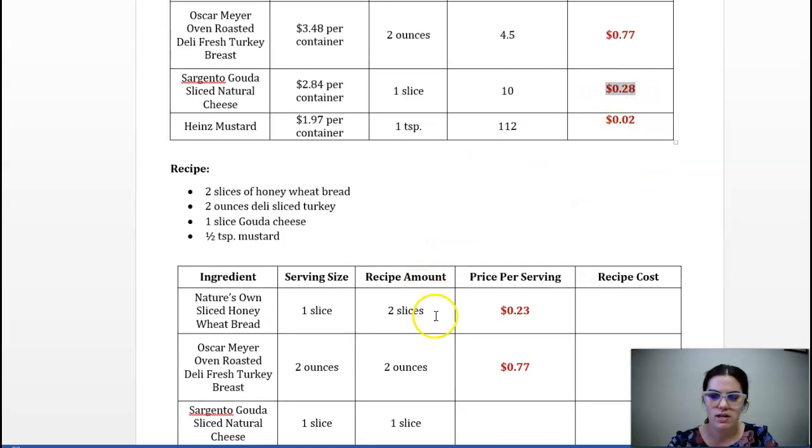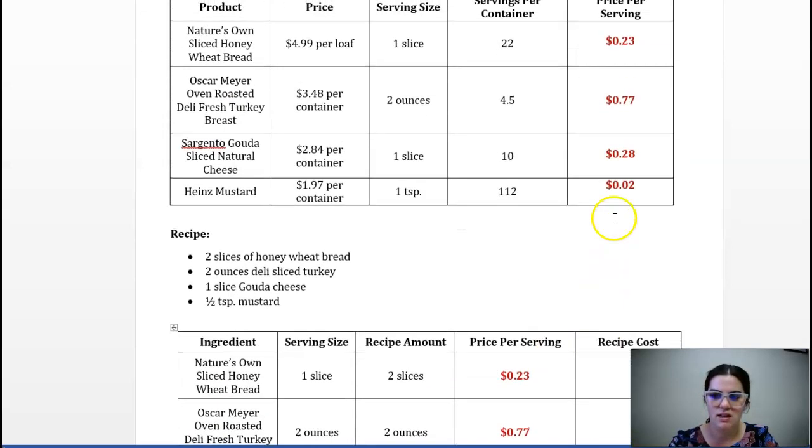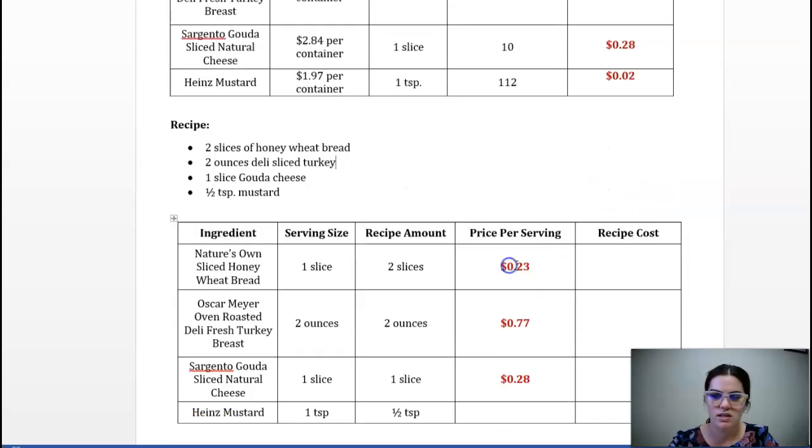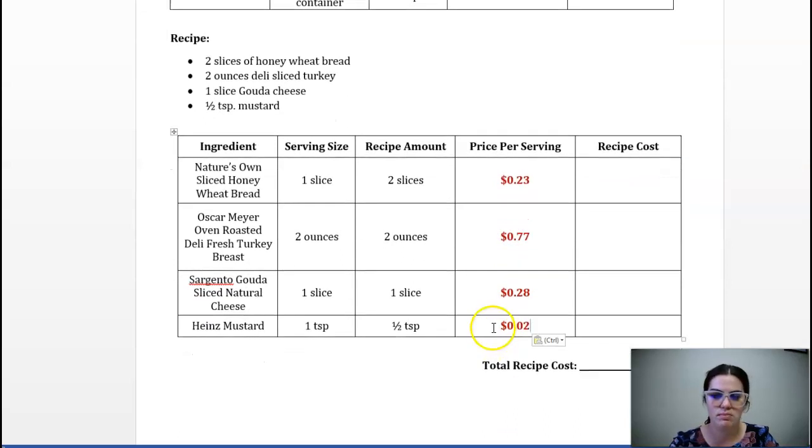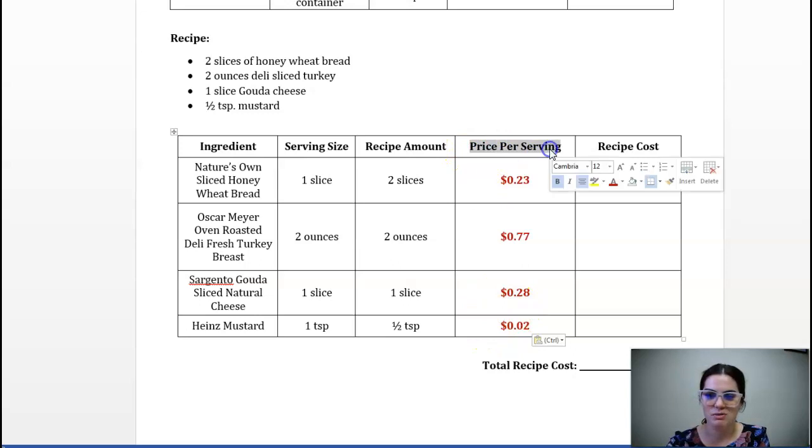So all I'm doing is copying and pasting the price per serving down below. Be sure you do this because this is worth points. And look at this, price per serving.